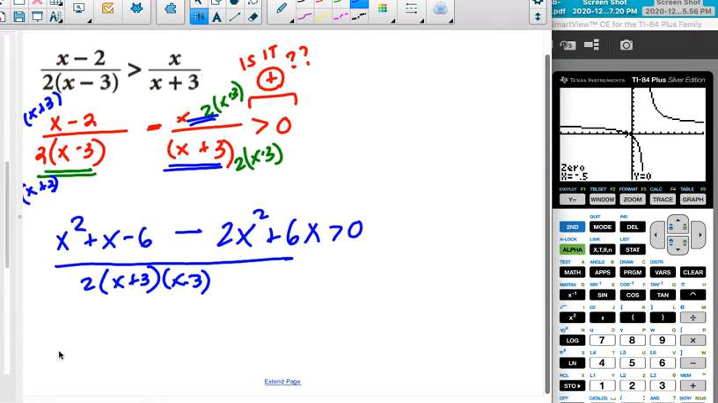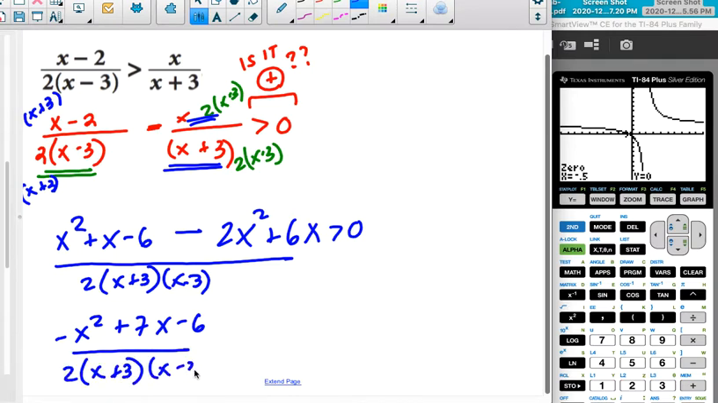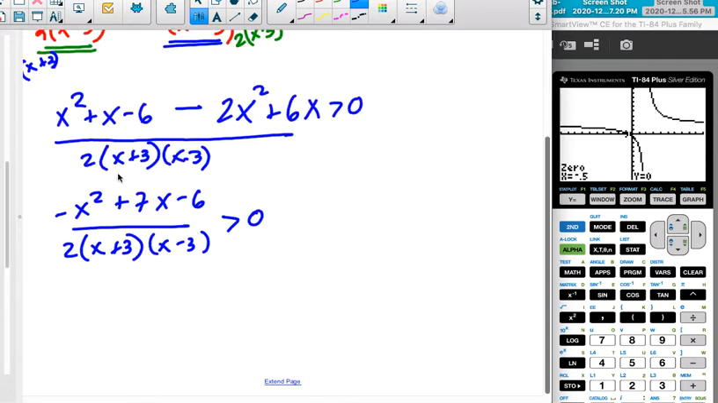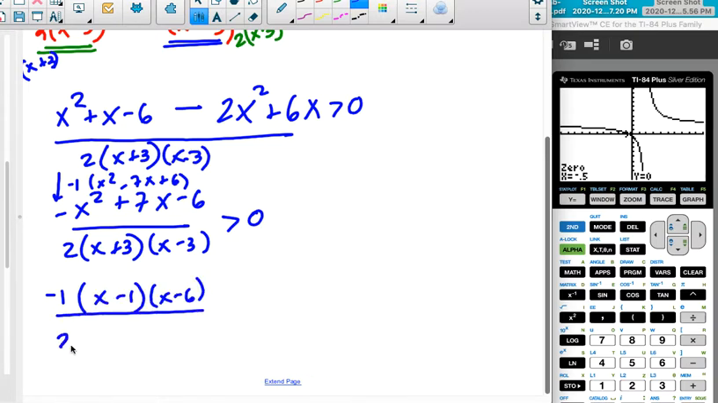So on top, I seem to get a negative x squared plus a 7x minus a 6. And then I have a 2 and an x plus 3 and an x minus 3, still trying to show that it's positive. Now, I don't like having a negative leading coefficient, so I'm going to yank out a negative 1 and make this x squared minus 7x plus 6. So I end up getting that this is a negative 1, x minus 1, x minus 6, all over a 2 times an x plus 3 and an x minus 3. And I want when this thing is greater than 0.